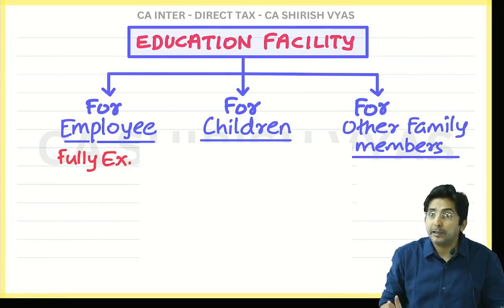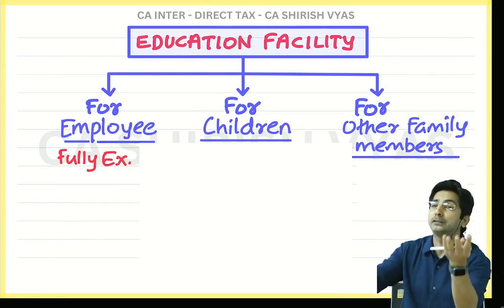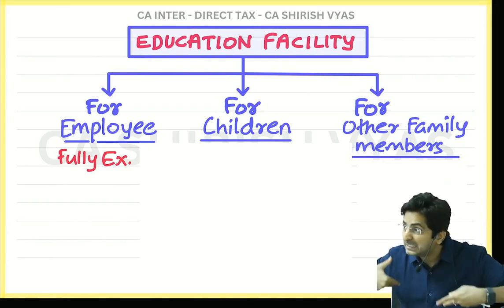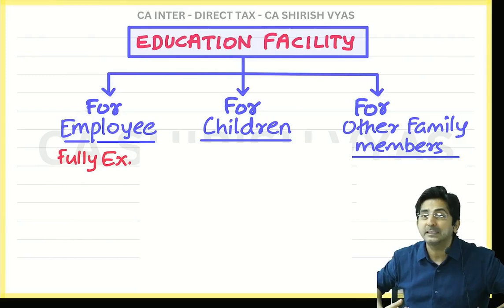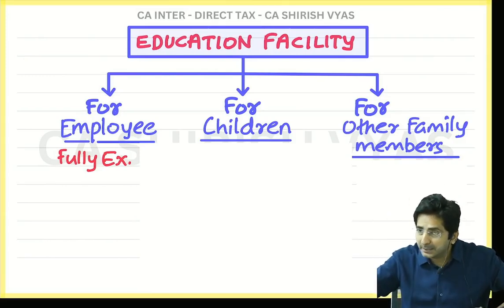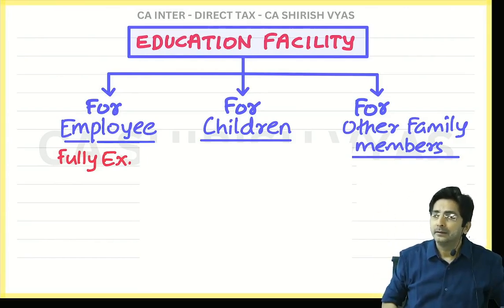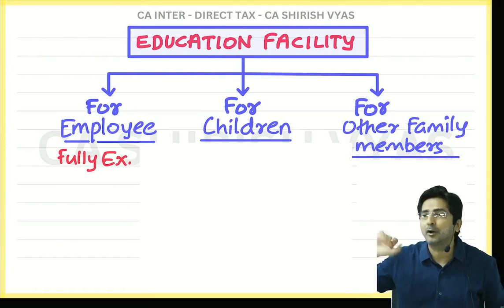So it looks like the boss is thinking so much for his employee. He is not thinking for the employee. He is selfish. Why selfish? He is thinking if my employee studies computer, if he studies management, it will be useful in my company only. So such benefit the government will not tax.